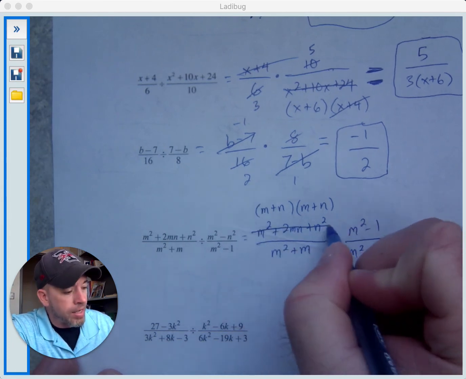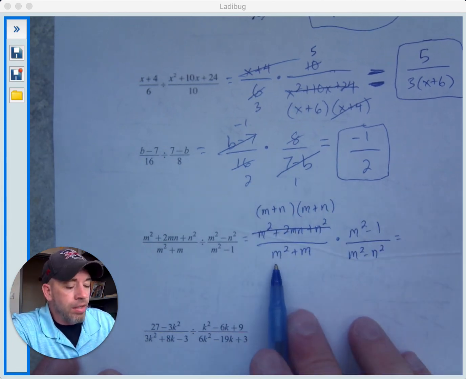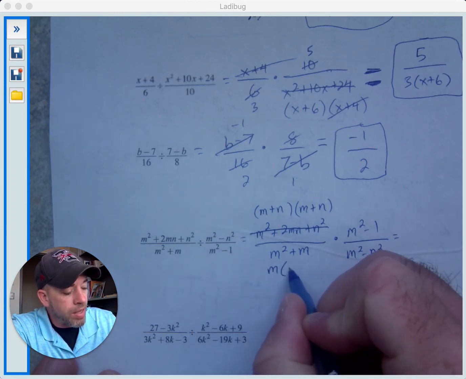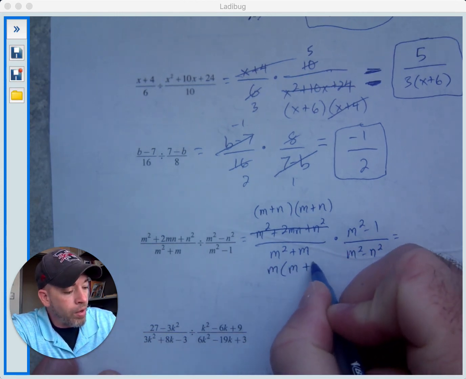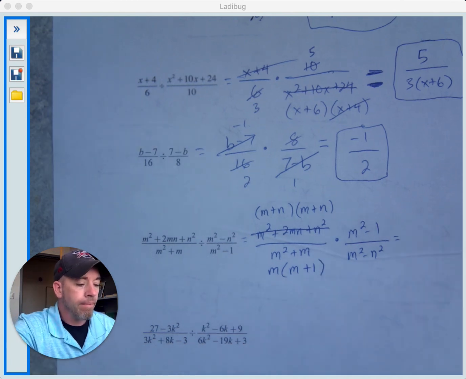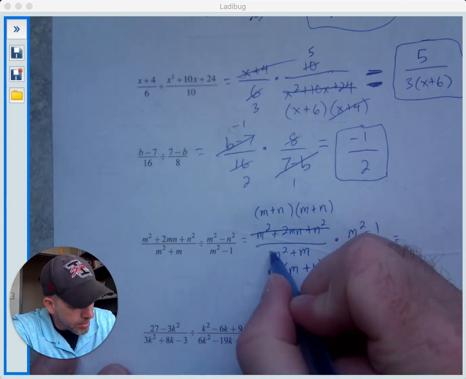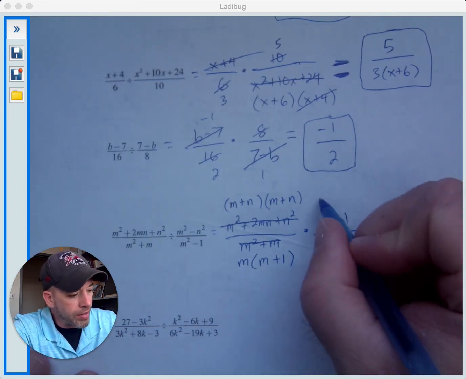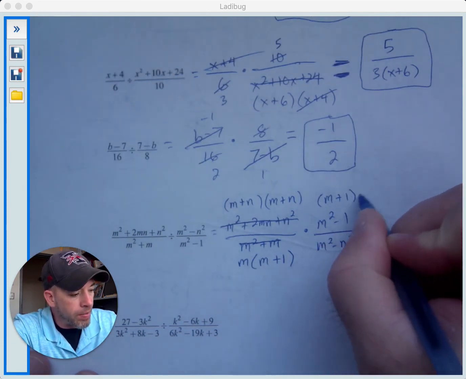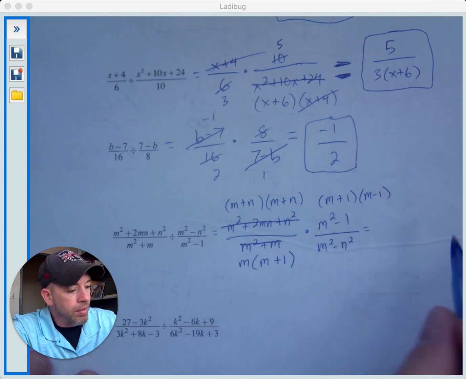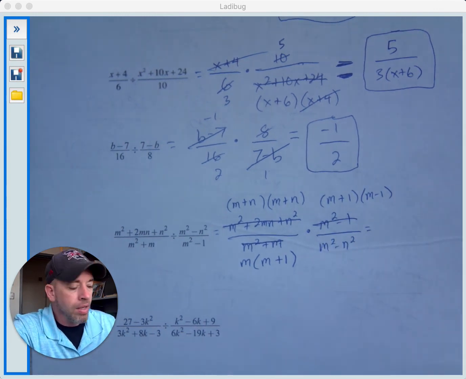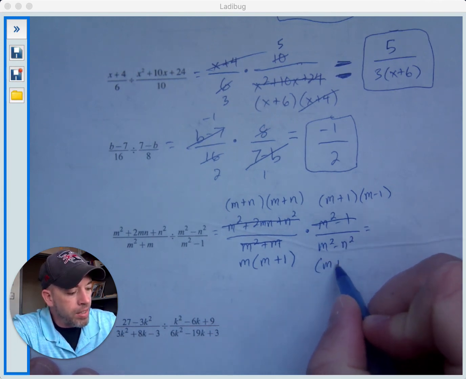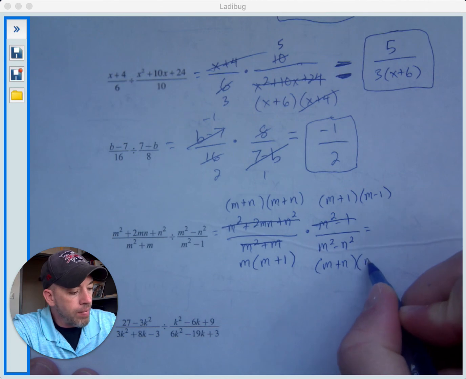So we factored that guy. This guy down here, we can factor an m out of both terms. So m times m plus 1. That'll work, right? So we factored that guy. This is a difference of squares. We can factor into m plus 1, m minus 1. We factored that guy. This is also a difference of squares. We can factor into m plus n, m minus n.